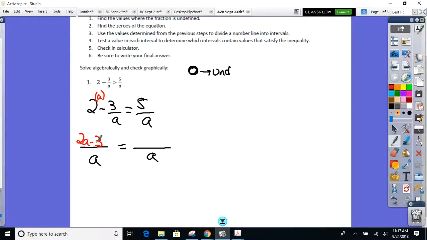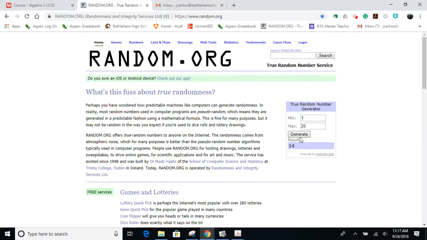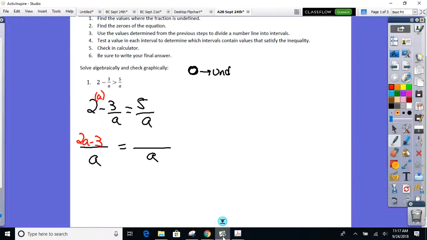Next side, what do I multiply 5 over A by? Nothing. Just going to be 5. Drop the denominators if you haven't done so already. 2a minus 3 equals 5. I'll give you a second. Solve for a for me. Solve for a. I'll get back to somebody in about 20 seconds.